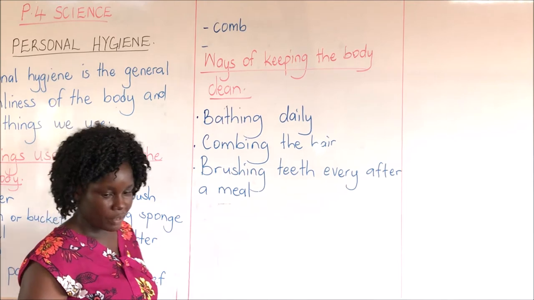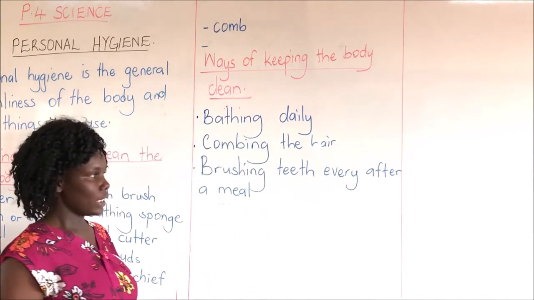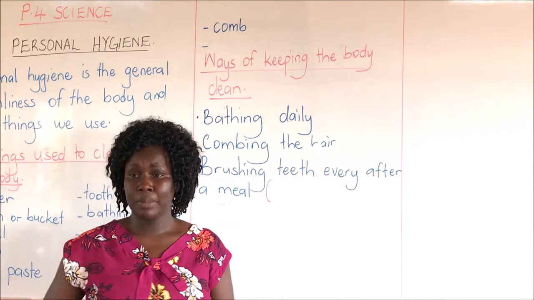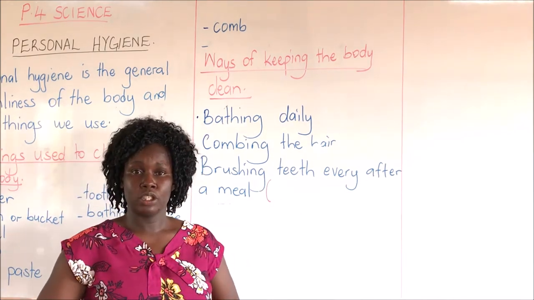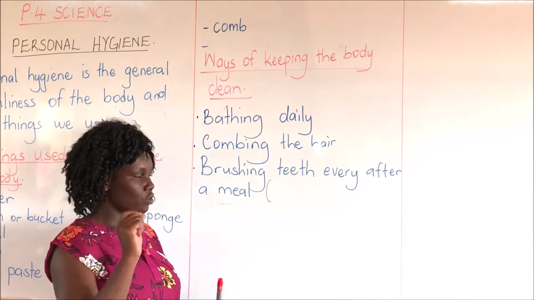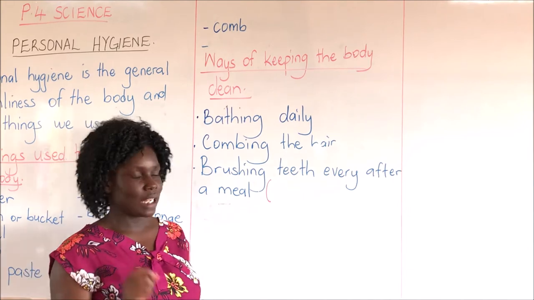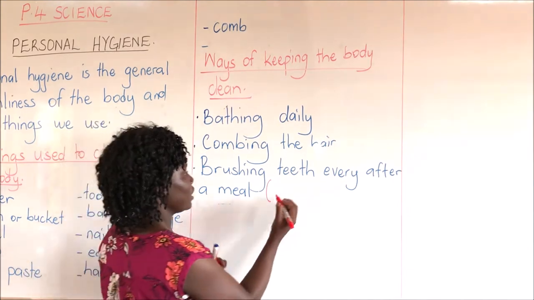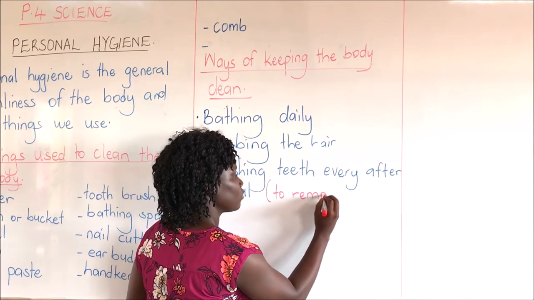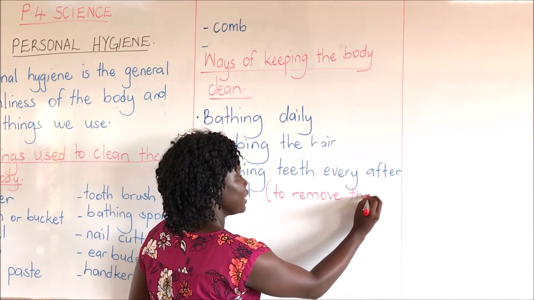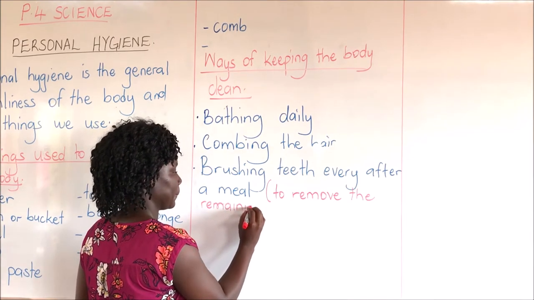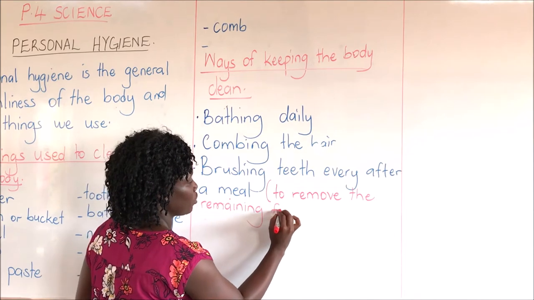Why do you brush every after a meal? That is a common question. Don't say to avoid the bad smells, to avoid the tooth decay. No. The main reason why we brush every after a meal, you're trying to remove those food particles that have remained in your teeth. So brushing teeth every after a meal to remove the remaining food particles in teeth.